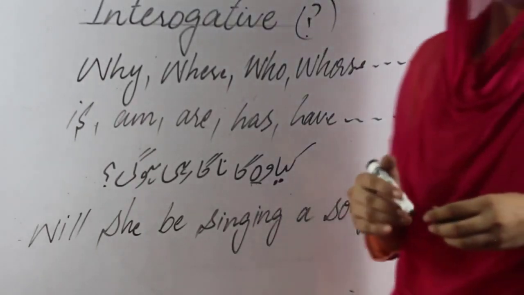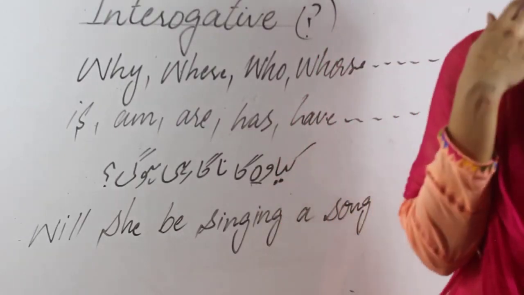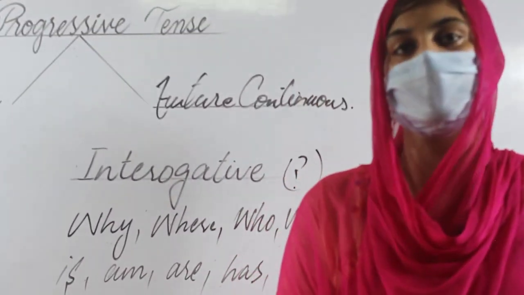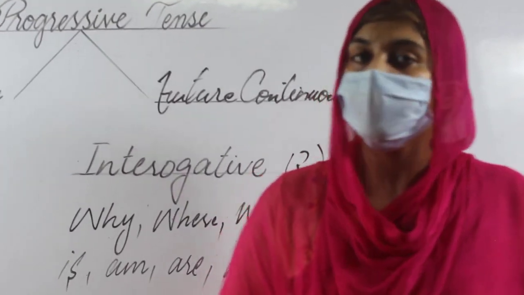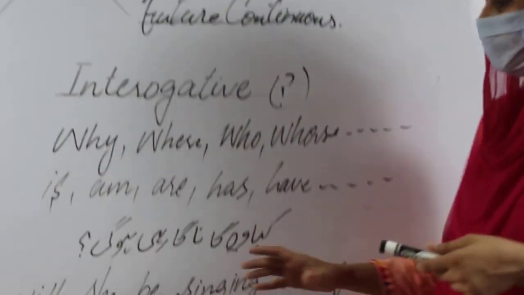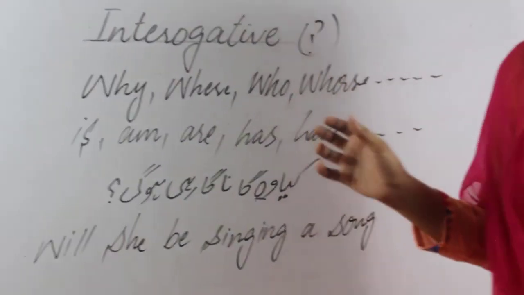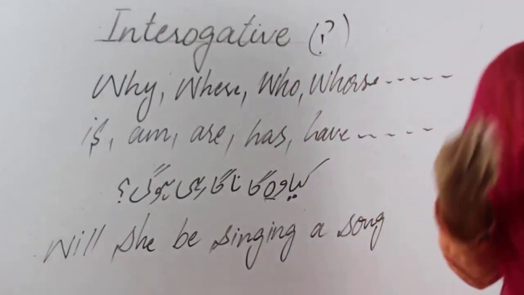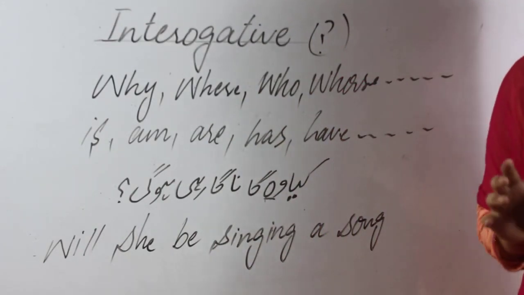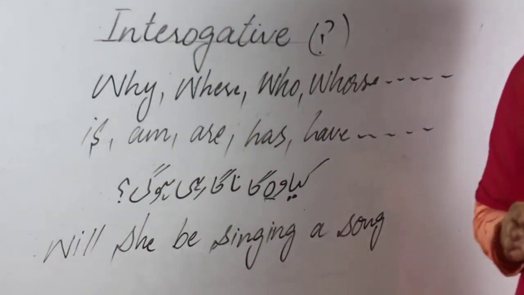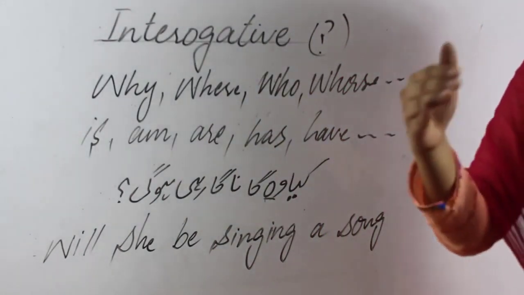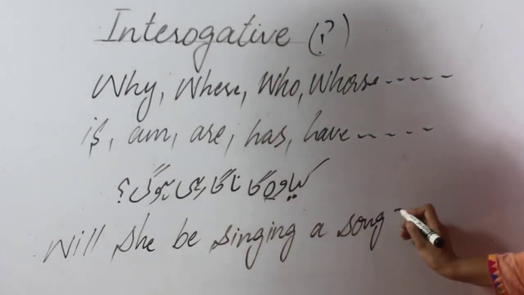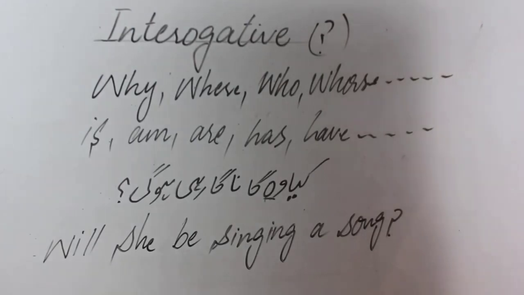Some students think that there is no helping verb, so there is no need to put the question mark at the end of the statement. It is a totally wrong concept. Without adding a question mark, the statement does not show that you are making an interrogative one. To show that you are dealing with an interrogative statement, it's necessary to put the question mark at the end.